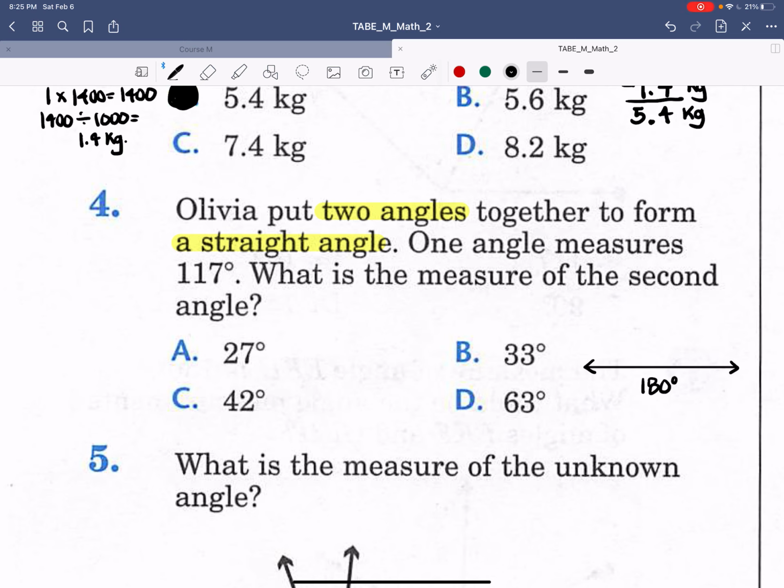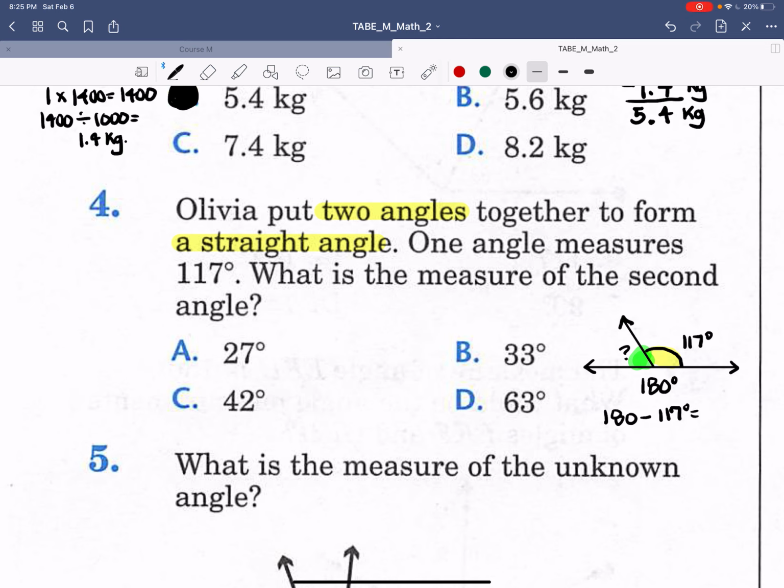One angle measures 117 degrees. That's an obtuse angle. So let's put that one in there. That would be this big guy, 117. We want to know the supplement for that. What is the other part of that angle? Now think about it. If the whole thing is 180 and you have 117 already in there, what is that missing part? So with your calculator or in your head, you need to subtract.